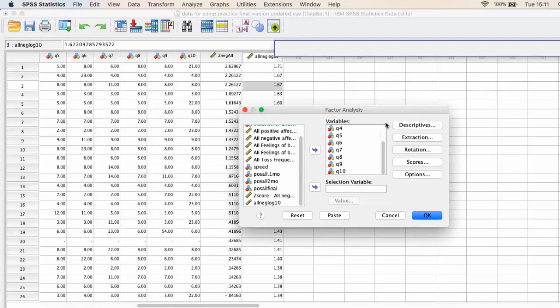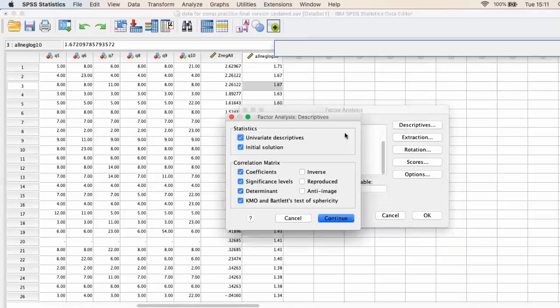So first thing, you make sure you got all your variables in there. You go to descriptives. You definitely want your KMO and Bartlett's test. That's one of the assumptions you want to talk about. You want your determinant, your significance levels, your coefficients, and your univariate descriptives.